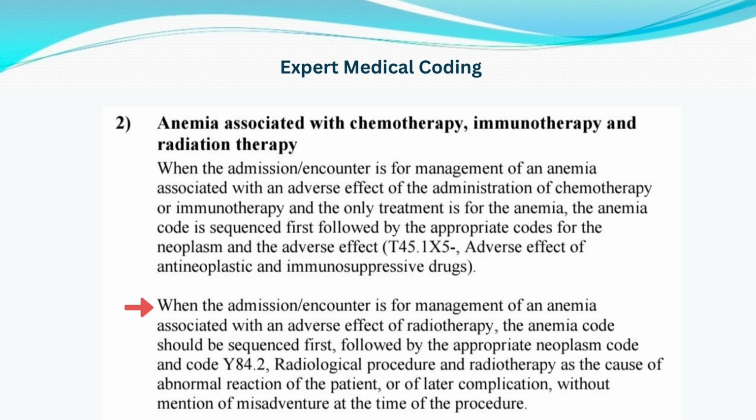When the admission or encounter is for management of an anemia associated with an adverse effect of radiotherapy, the anemia code should be sequenced first, followed by the appropriate neoplasm code and Y84.2, radiological procedure and radiotherapy as the cause of abnormal reaction of the patient or of later complication, without mention of misadventure at the time of the procedure.